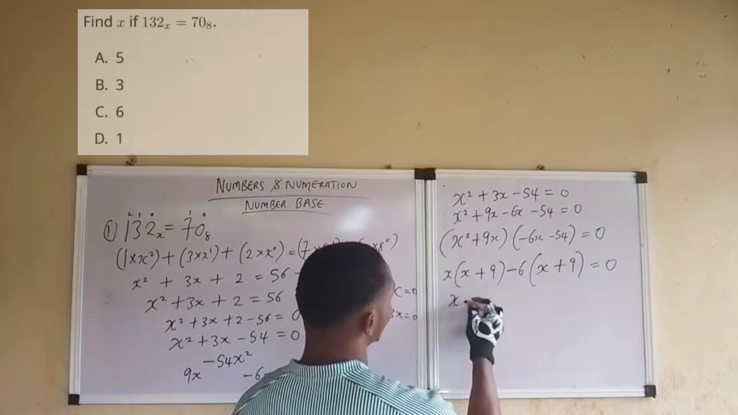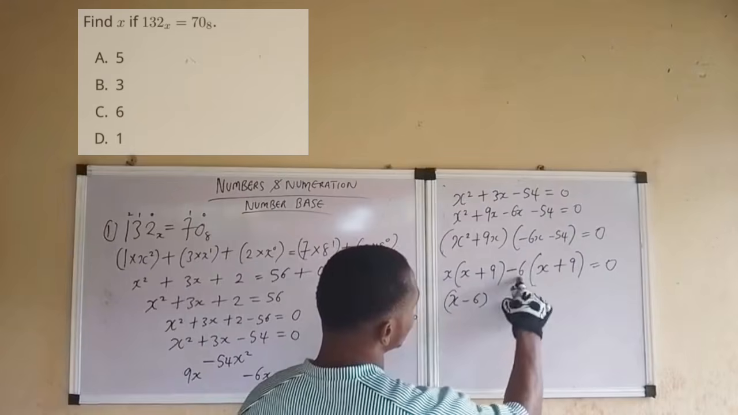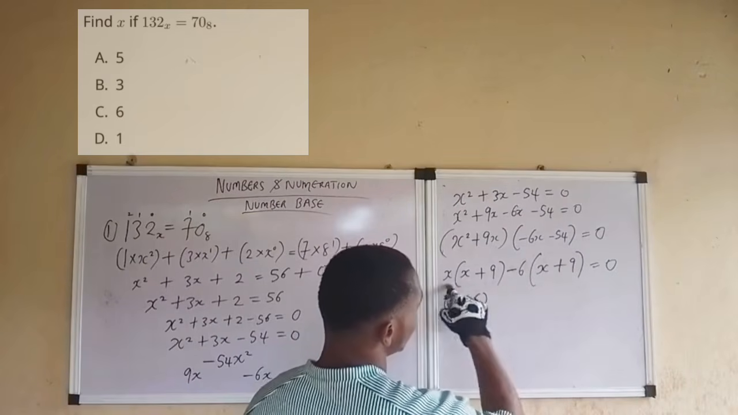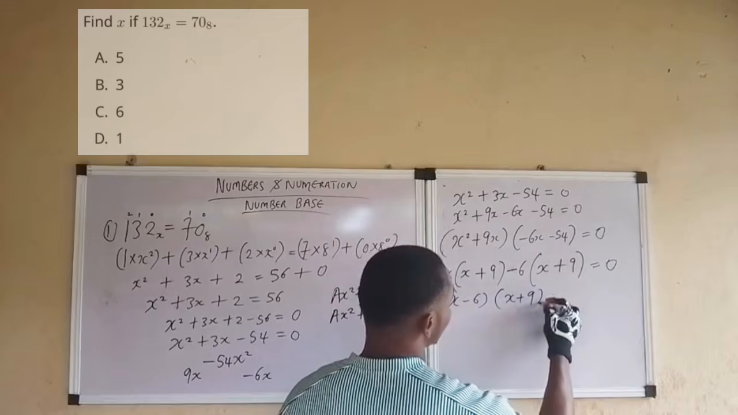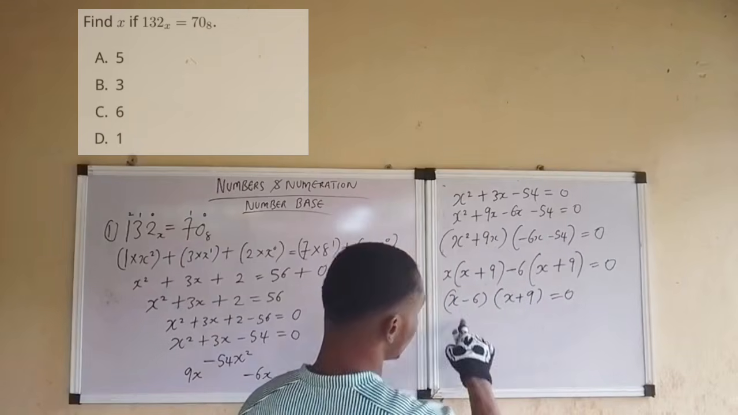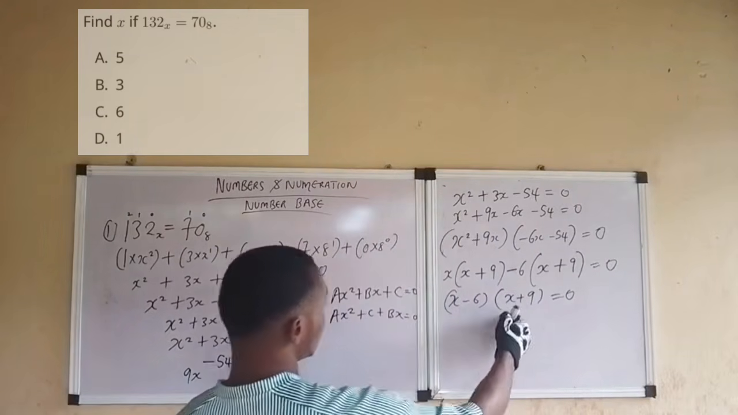So we are left with what? x minus 6. You put these two numbers together in one bracket, the two numbers you use in factorizing, and then you pick one of these brackets, x plus 9 equals to 0. So we're having x minus 6 times x plus 9 equals to 0.